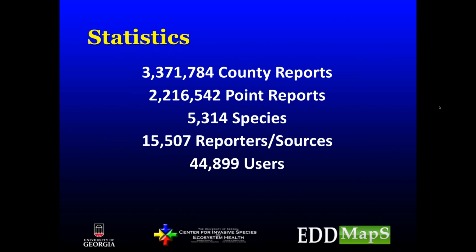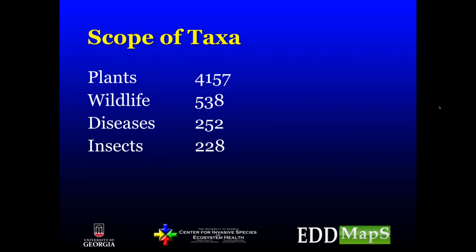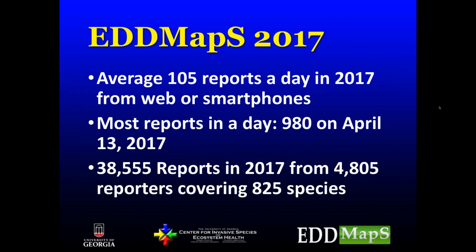About 2 million of those have points associated with them, versus just county level data. That's covering 5,000 species from 15,000 different sources. And there are over 40,000 users signed up on the site, but not all of those have submitted data. Most of the data is focused on plants, but we are starting to do some ag diseases, ag insects and diseases, as well as biocontrol agents.